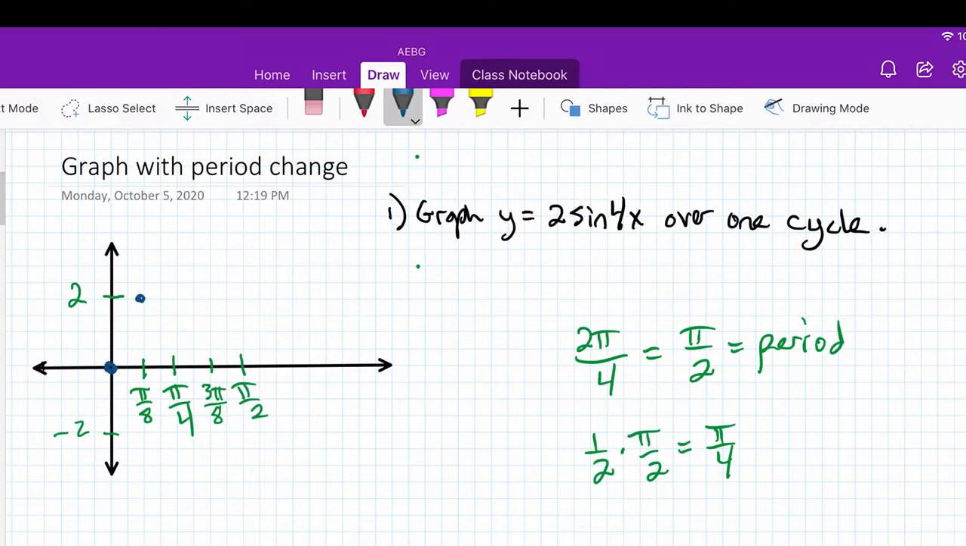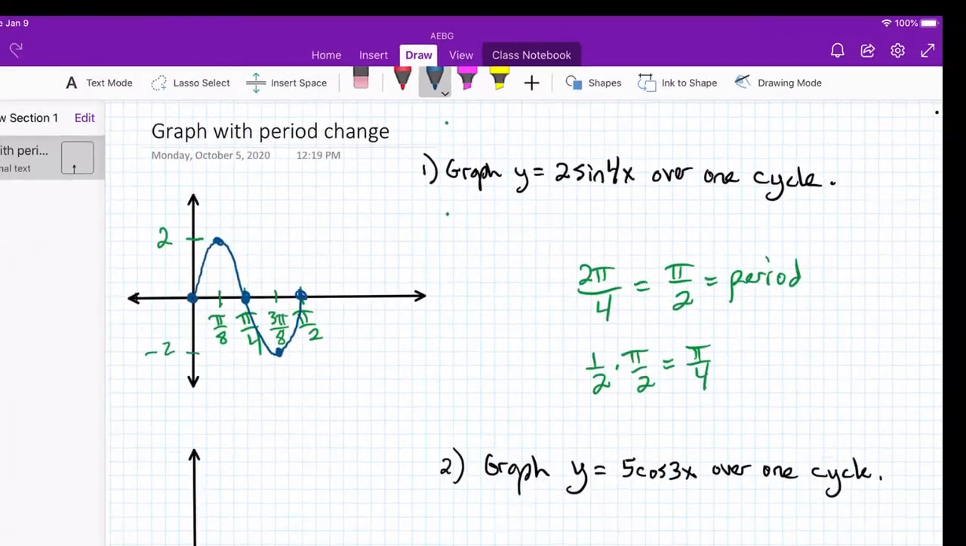Remember how we only need to graph 5 marks? Here they are: baseline, high, baseline, low, baseline. And with that, we complete the graph of y equals 2 sine of 4x.